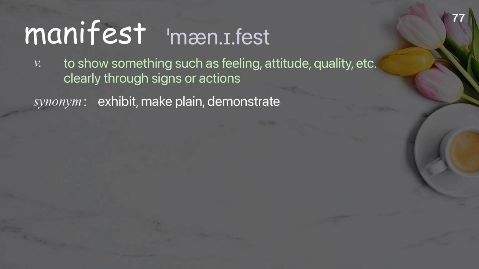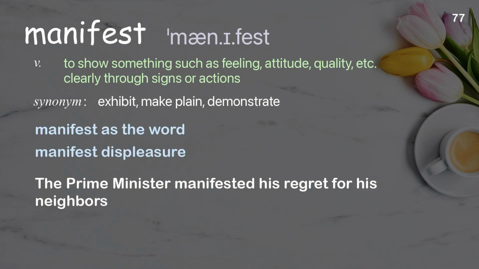Manifest: To show something such as feeling, attitude, quality, etc., clearly through signs or actions. Examples: Manifest as the word. Manifest displeasure. The Prime Minister manifested his regret for his neighbors.